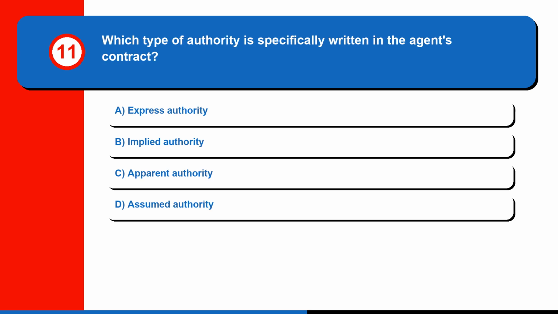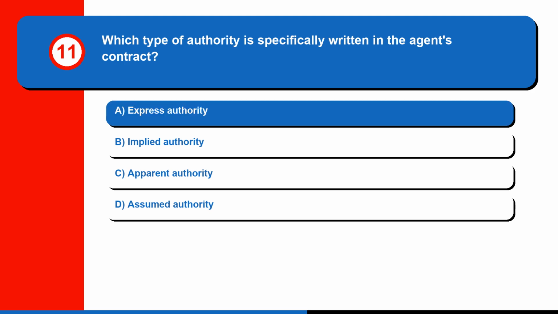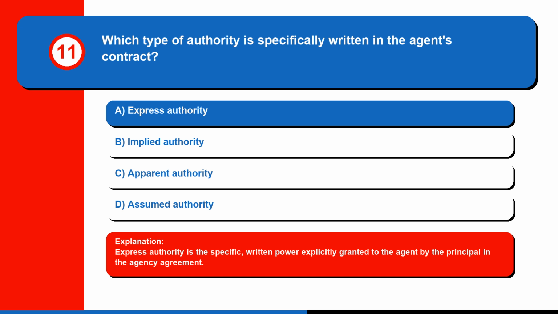Question 11. Which type of authority is specifically written in the agent's contract? A. Express authority. B. Implied authority. C. Apparent authority. Or D. Assumed authority. The correct answer is A. Express authority. Express authority is the specific, written power explicitly granted to the agent by the principal in the agency agreement.